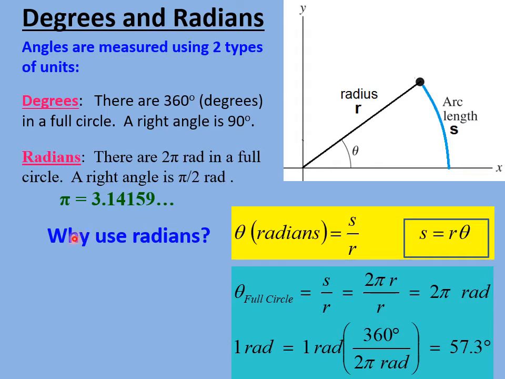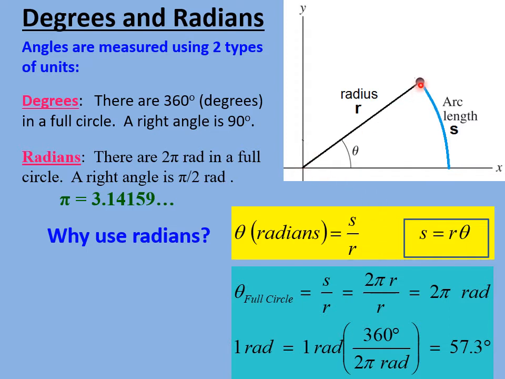So the question comes up, why do we want to use radians? Why should we confuse ourselves with another unit of angle when we've already got degrees? Degrees, we understand there are 360 degrees in a full circle, and a right angle is 90 degrees, and so forth. Well, this is the reason. A radian measurement is defined, in other words, theta in the units of radians is defined as the ratio of arc length S over the radius R.